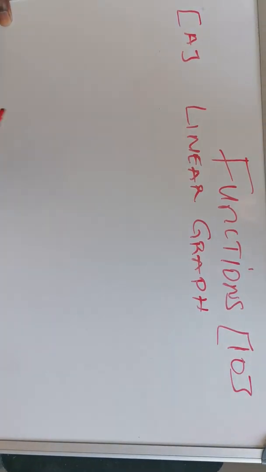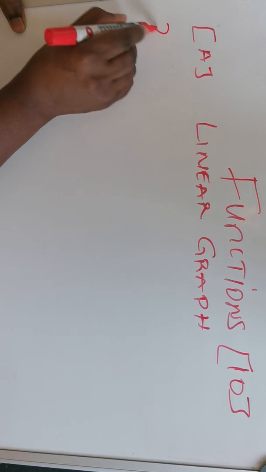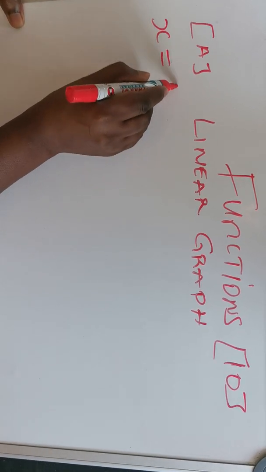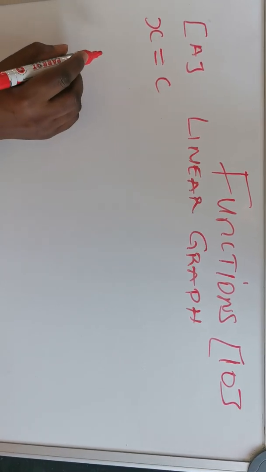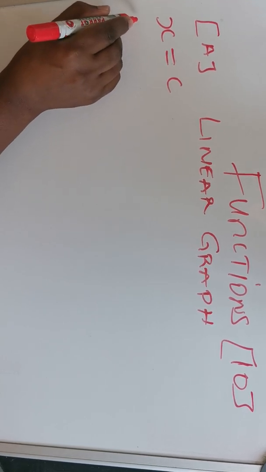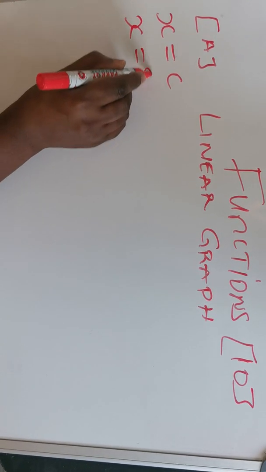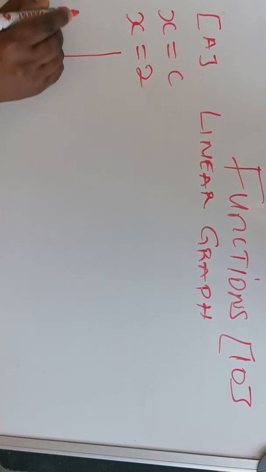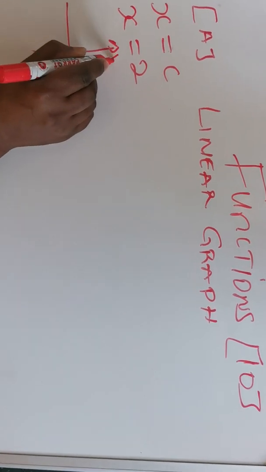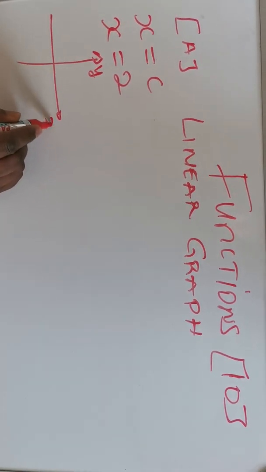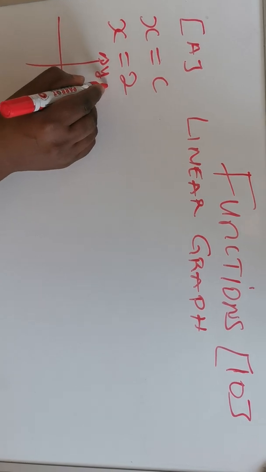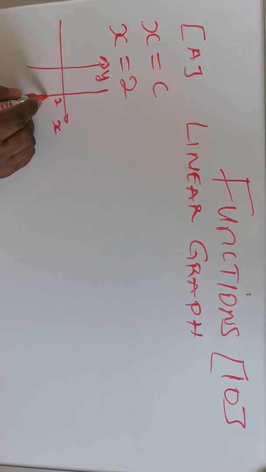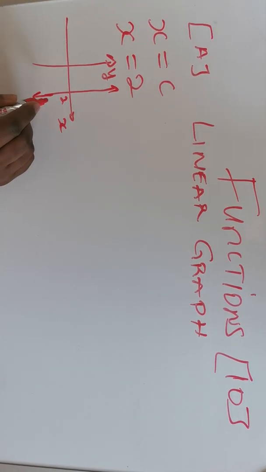Okay, so there is one in the form of x equal to c. Example of this one, maybe you have x equal to 2. So graphically, this is your y-axis, this is your x-axis. So this will be something like this. Here your x is 2.